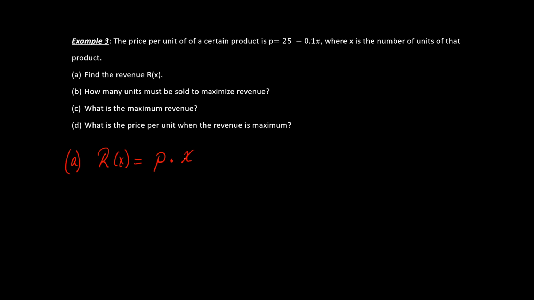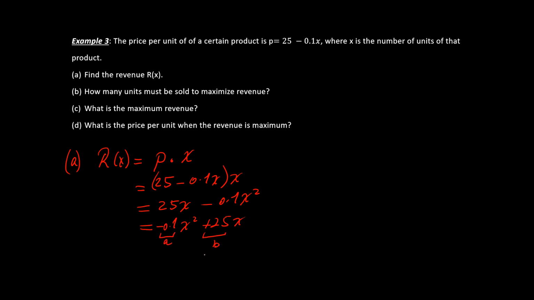But now we're given the price as a function of the number of items. So let's plug it in. 25 minus 0.1x times x, expand. 25x minus 0.1x squared and rearrange. So that is negative 0.1x squared plus 25x. Again, this is A, this is B.